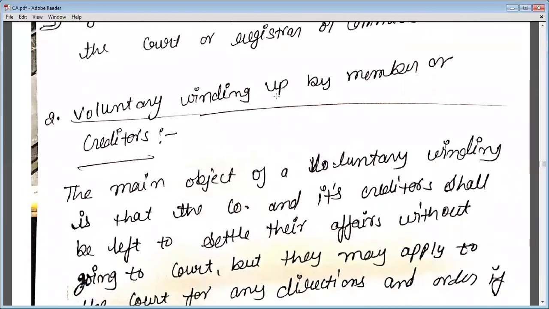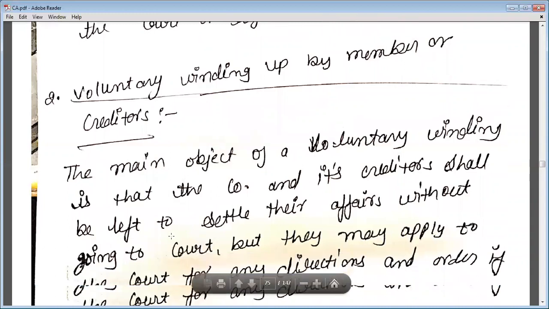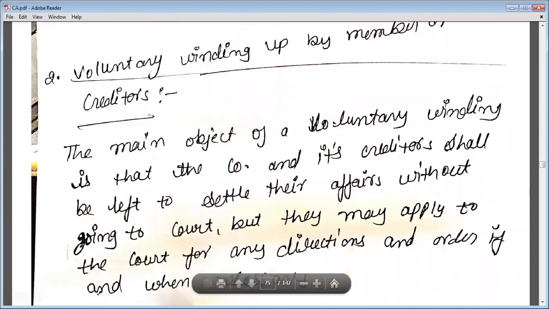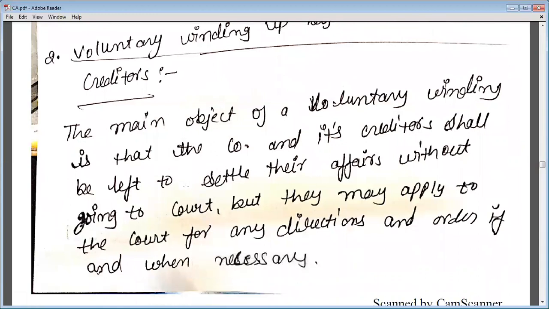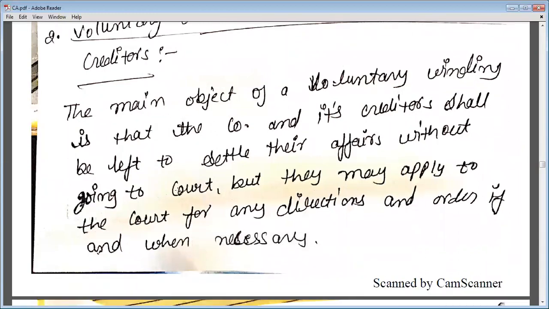Second condition is voluntary winding up by the member or creditor, in which cases your members or creditors can voluntarily wind up your company. So see, the main object of voluntary winding up is that the company and its creditors shall be left to settle their affairs without going to court, but they may apply to the court for any direction or order if and when necessary. Just read one more time. The main object of a voluntary winding up is that the company and its creditors shall be left to settle their affairs without going to court, but they may apply to the court for any direction and order if and when necessary.